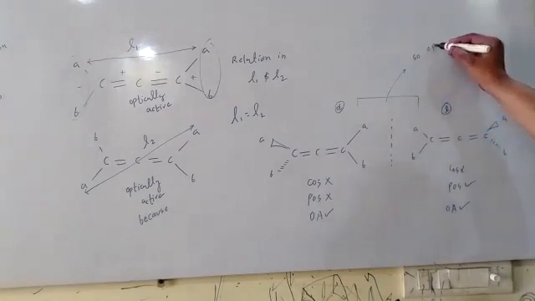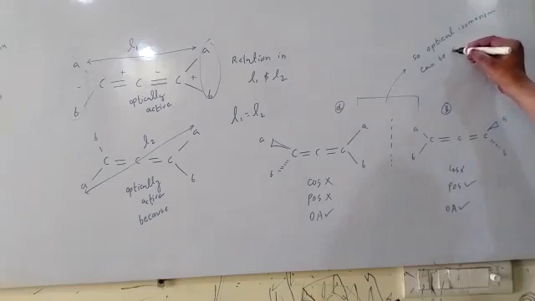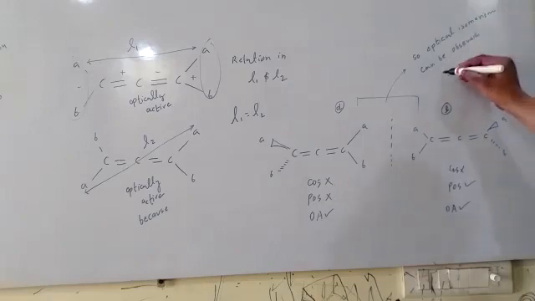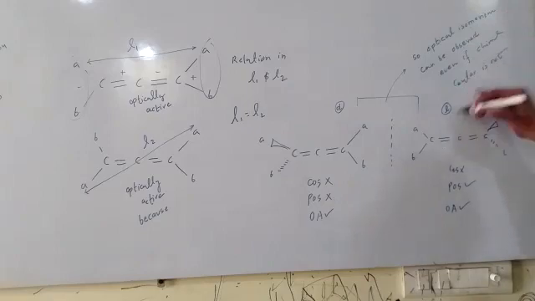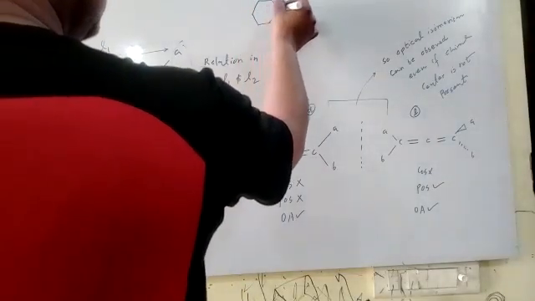So optical isomerism can be observed even if a chiral center is not present. Correct? Understood this fact? This is something like a heteroisomer also. Yes or no?